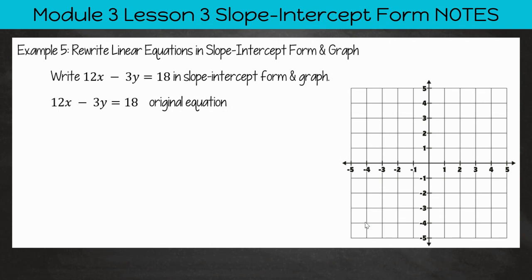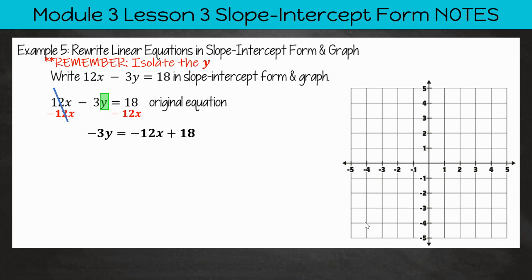All right, example 5. Now we need to take what we learned in our previous example 2, which is how to rewrite a linear equation in slope-intercept form, and what we just learned in example 4, which is how to graph from slope-intercept form, and now we're going to apply both skills in this example. So remember, we want to isolate our y value to get it in slope-intercept form. So we're going to subtract 12x from both sides.